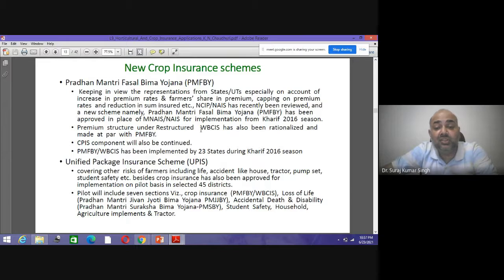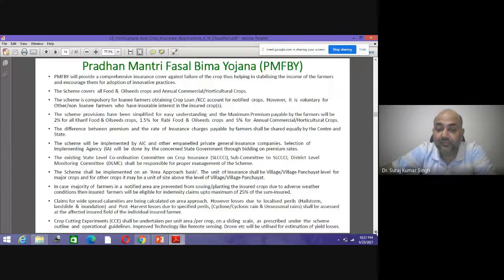The premium structure of the restructured WBCIS has also been rationalized and made at par with PMFBY. So a unified package insurance scheme is there, covering other risks of farmers including life, accident cover, house, tractor, pump shed, student safety. Besides, crop insurance has also been improved for implementation as a pilot project in selected 45 districts. So Pradhan Mantri Fasal Bima Yojana will provide a comprehensive insurance cover against failure of the crop, thus helping in stabilizing the income of farmers and encouraging them to adopt innovative practices.